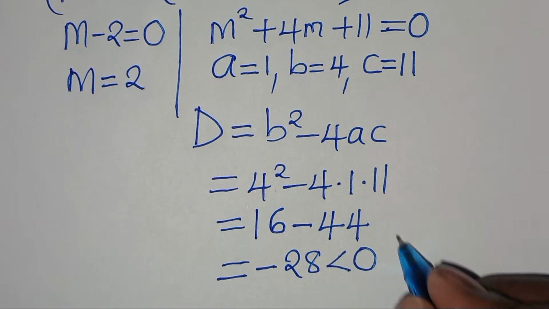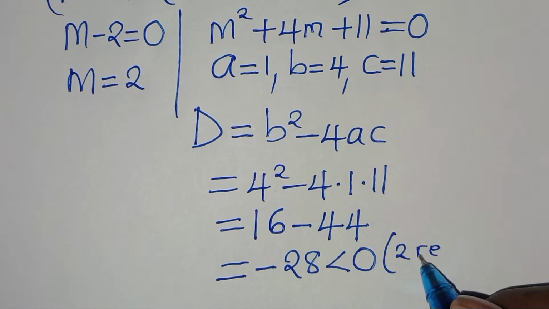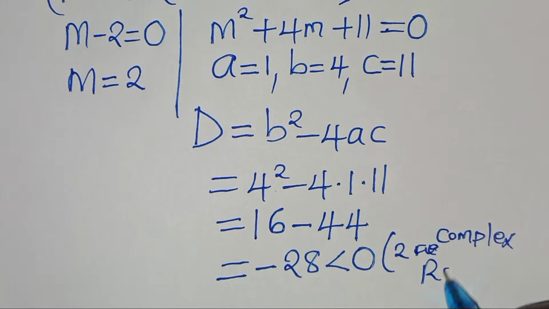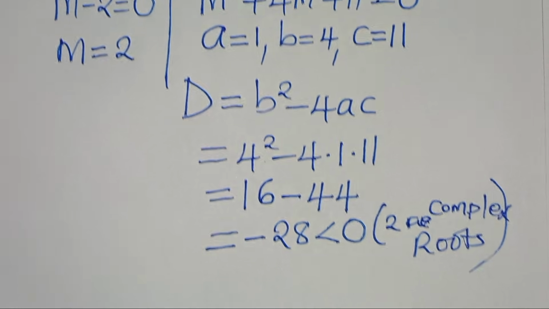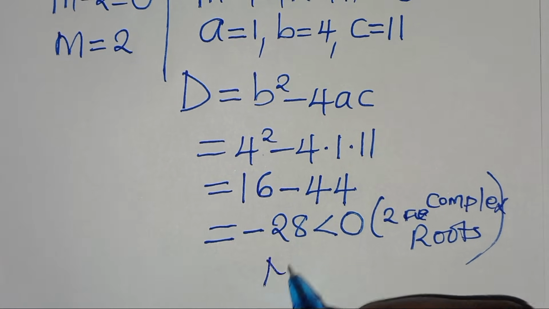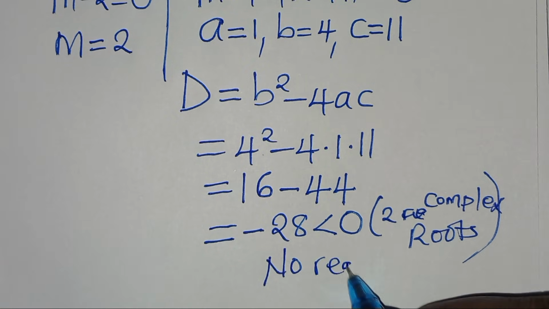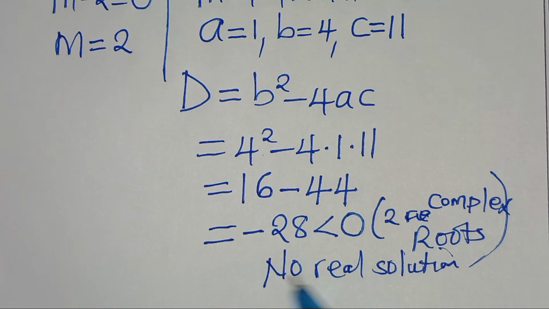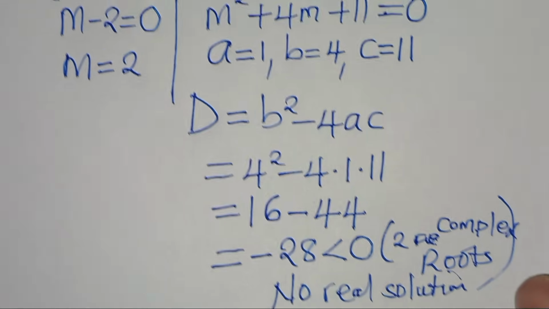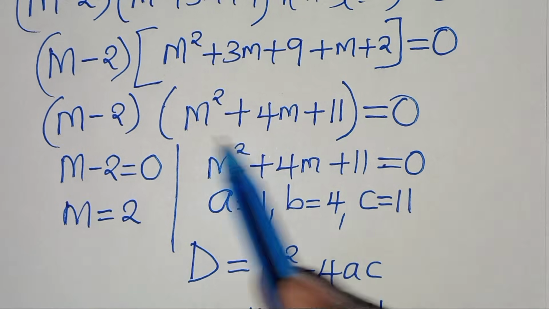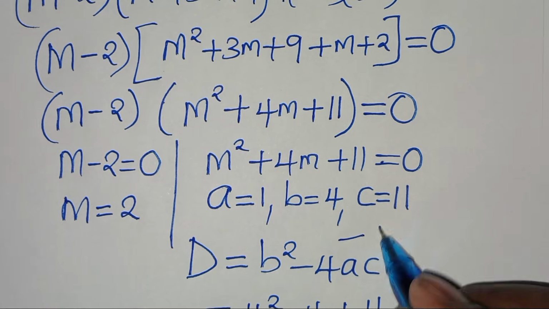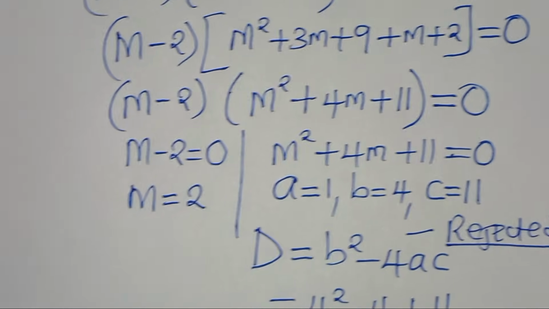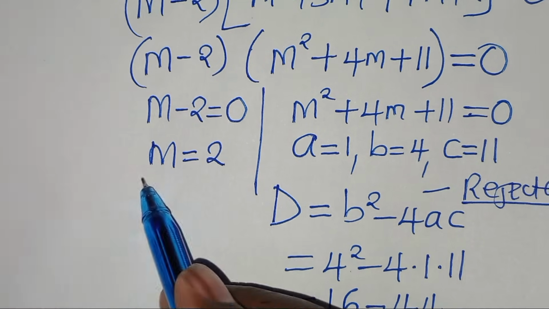And in this case, these are two complex roots. And in other words, it means that this quadratic equation will not give us a real solution. So from the quadratic equation, there will be no real solution here. And therefore, the quadratic equation here is rejected. So let's focus on m, which is actually equal to 2.